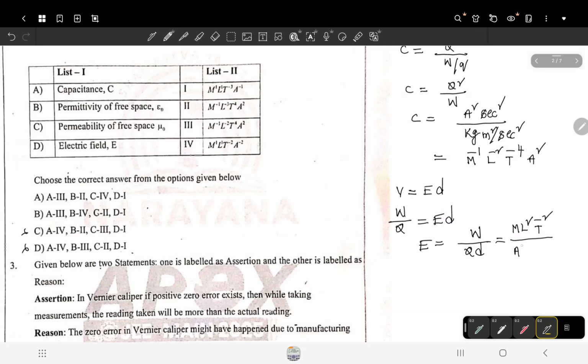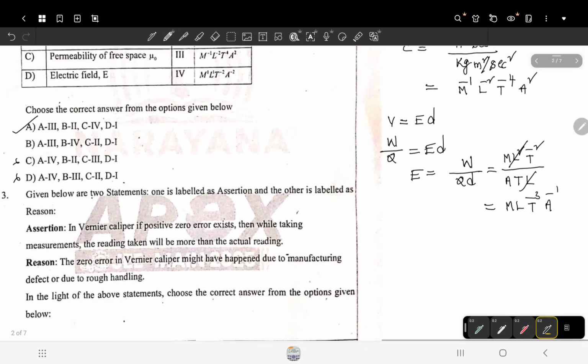Then I have T into the length in the denominator. Therefore this one gets cancelled. Therefore we have M L, and that will be T power minus 3 and A power minus 1. So M L T power minus 3 A power minus 1, which is nothing but option D1. Therefore option A is right. So that is for the second one, right?